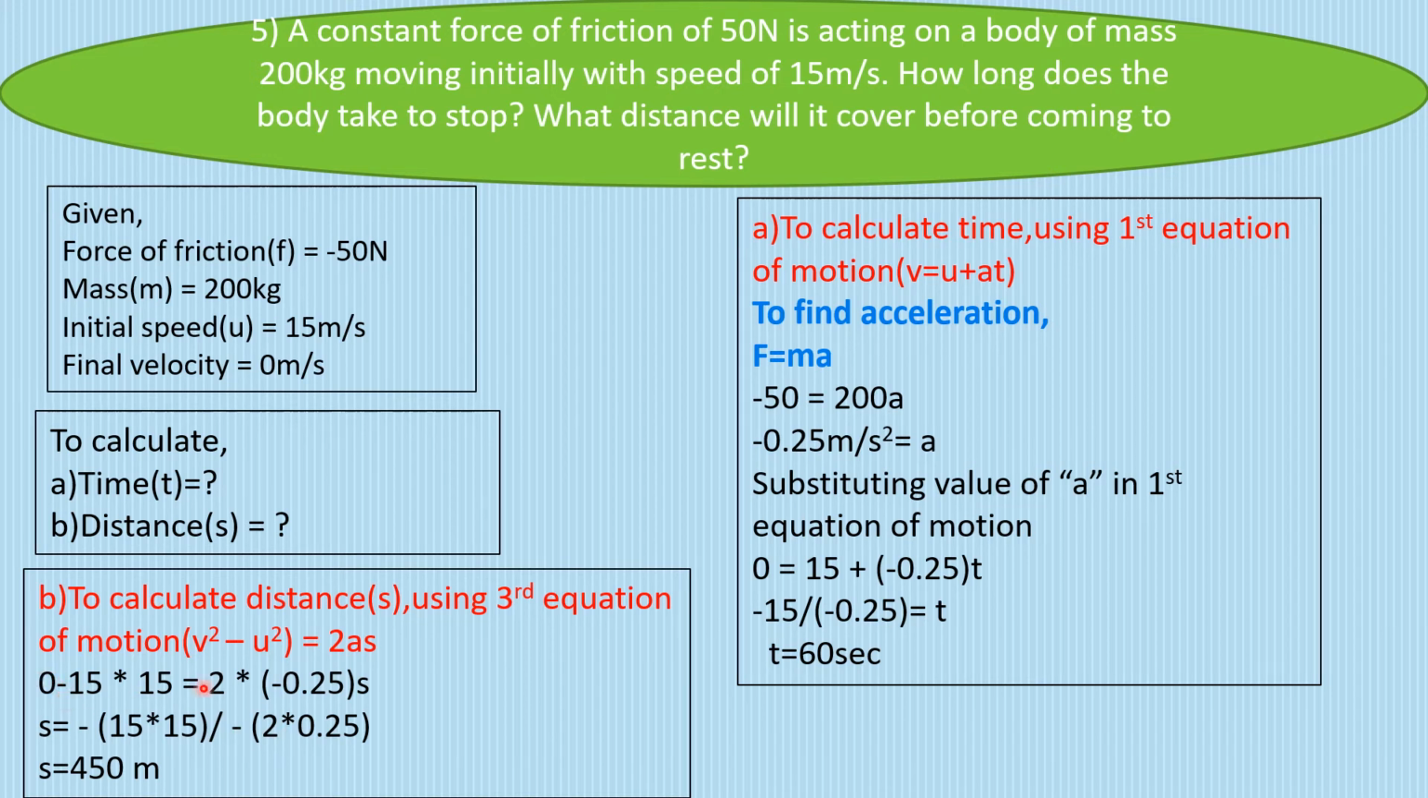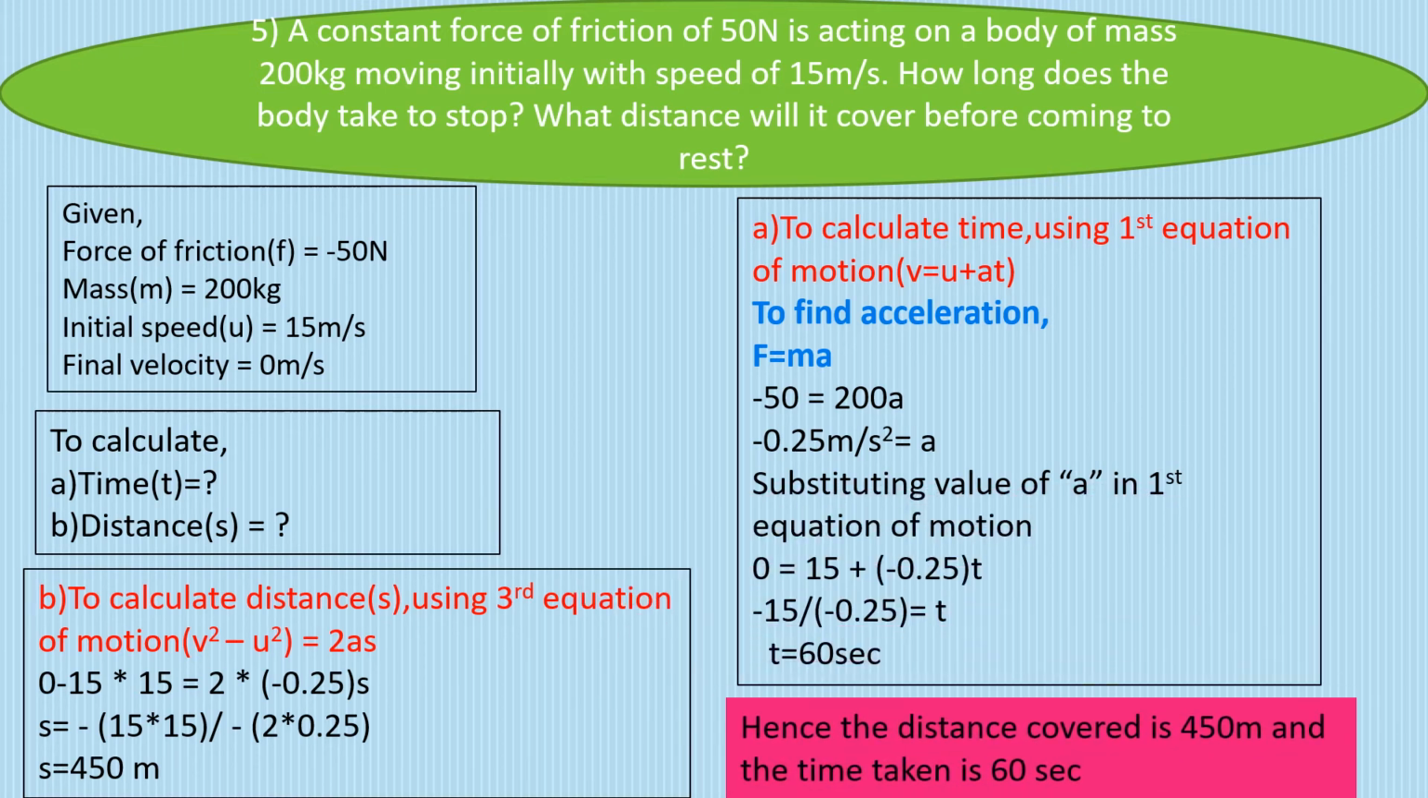So the minus in the numerator and the minus in the denominator cancelled. 15 into 15 divided by 2 into 0.25. If you solve this, the answer will come 450 meters. So the distance covered is 450 meters and the time taken by the body is 60 seconds.